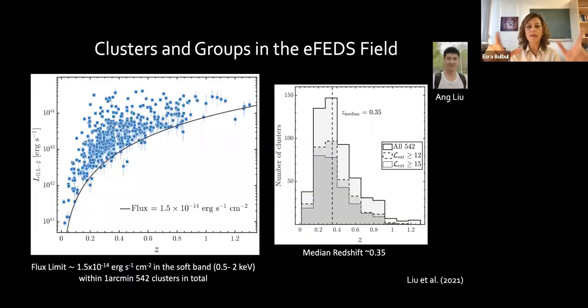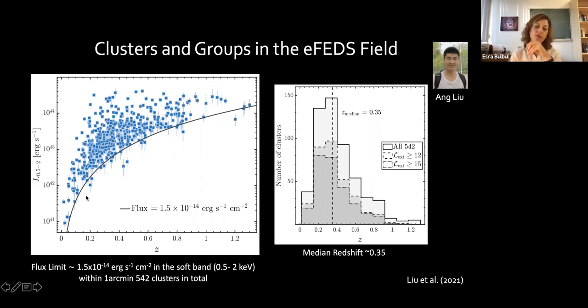The main observable from X-rays is the luminosity of the cluster. That tells you how bright this object is. And once you know the redshift, you can do that. And these are the luminosity measurements of the 542 clusters that we detected in this field. Overplotted is the flux limit of the survey. It's very classical for surveys. This means that below that line, we do not expect to detect any sources. So if there is a detection beyond that limit, it's either a contaminant or the redshift of that object is wrong.